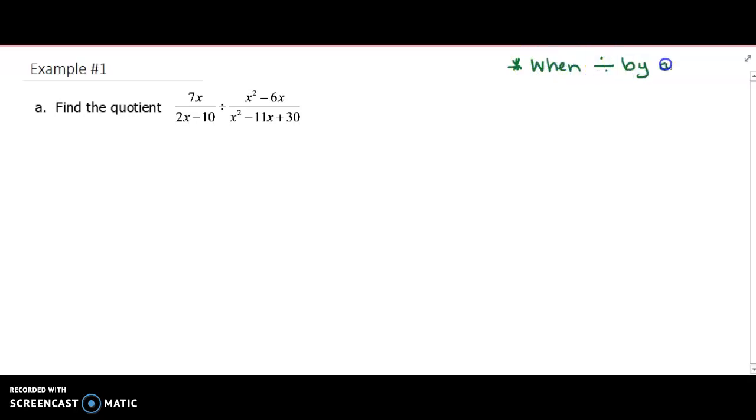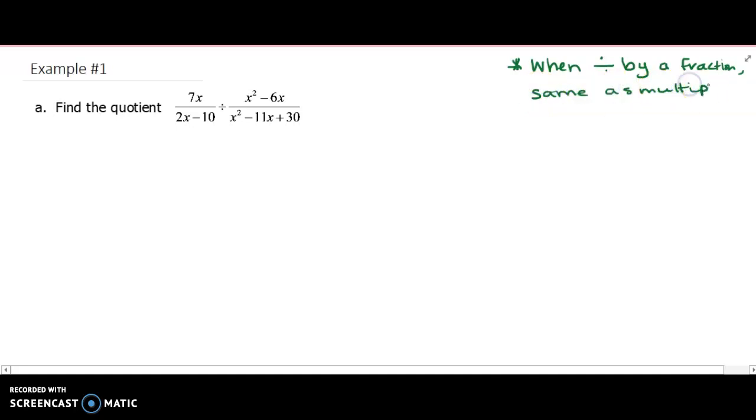divide by a fraction, okay, it's the same thing as multiplying by its reciprocal. Okay, I know that's a lot of words, okay?